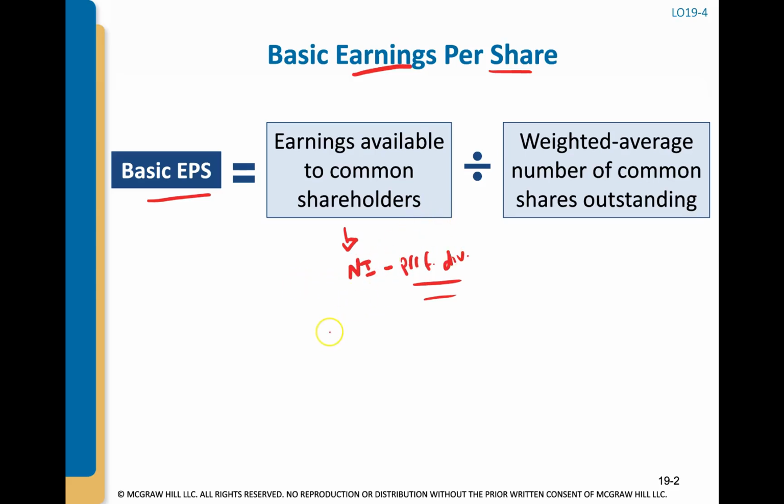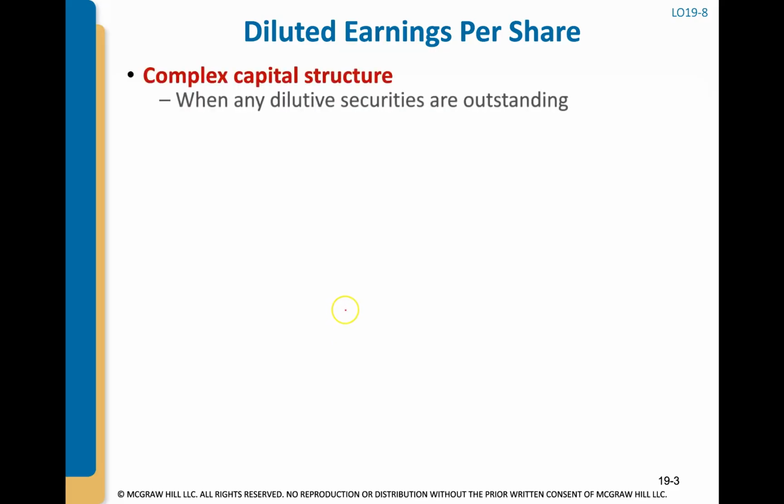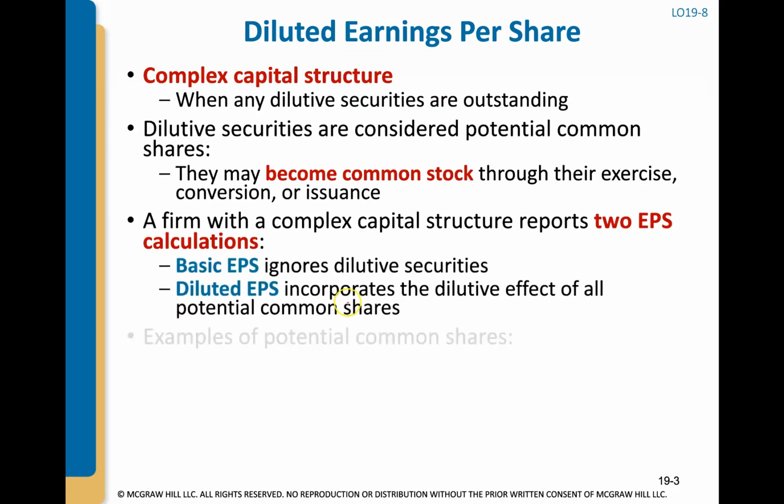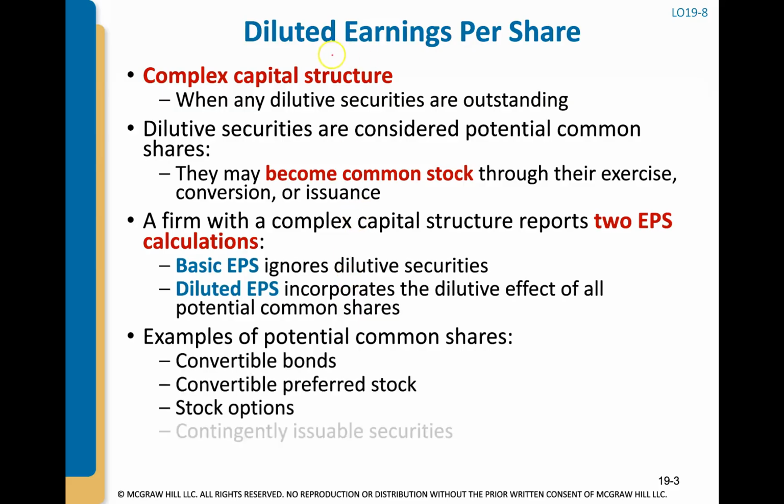This entire video assumes that you've seen the basic earnings per share video plus the first part of the diluted earnings per share video, so I'm going to go through this very, very quickly. A complex capital structure is a company that has securities that have the potential to have more common stock issued, either through their exercise, conversions, or issuance.